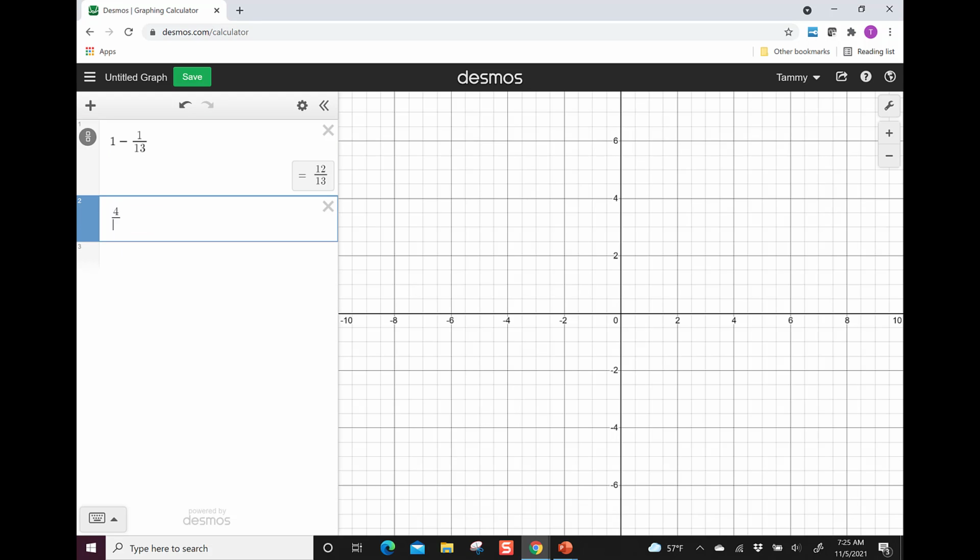Since we're here, let's just look at that 4 over 52 we talked about, and again, see how it came in as a decimal, but I can click it back over and it will do a fraction. So use Desmos, make things easier for yourself, and you can quickly convert between decimals and fractions.